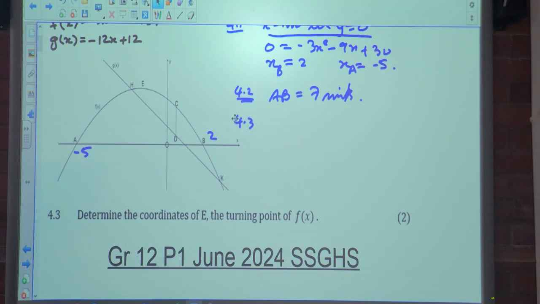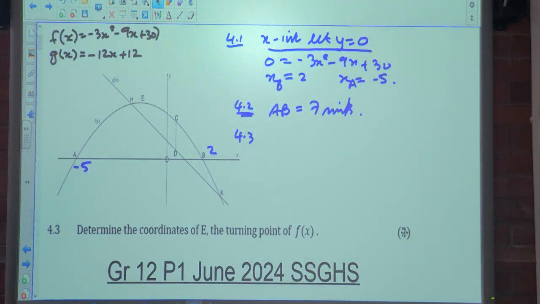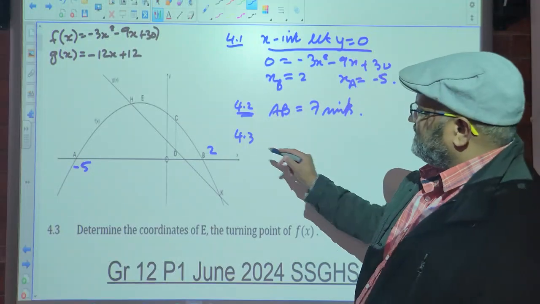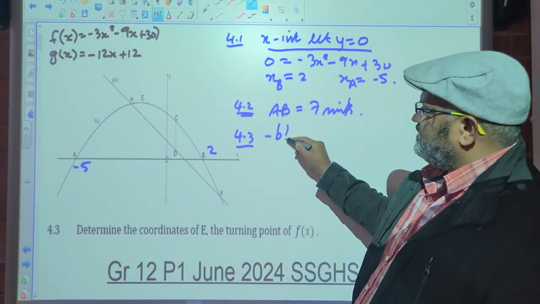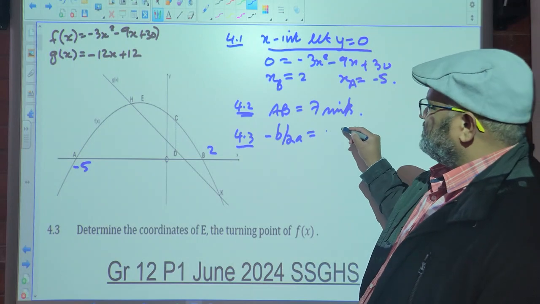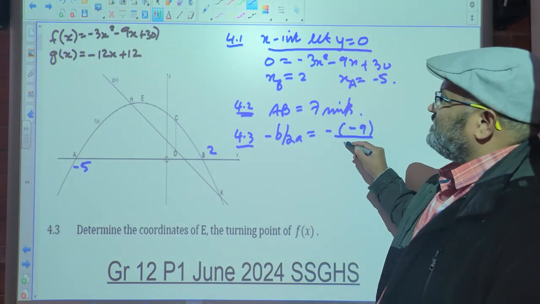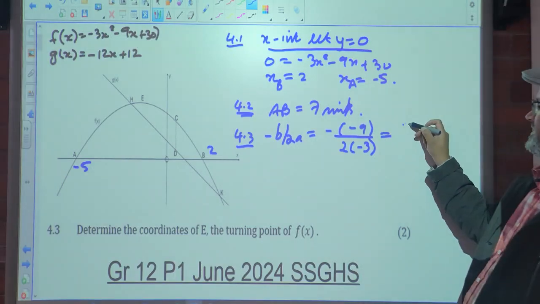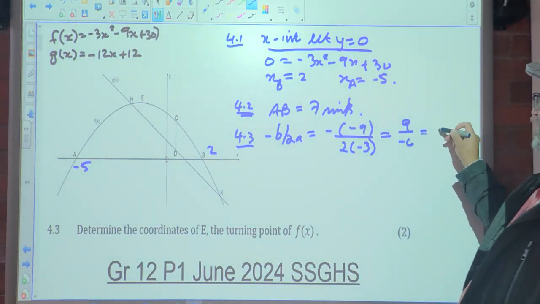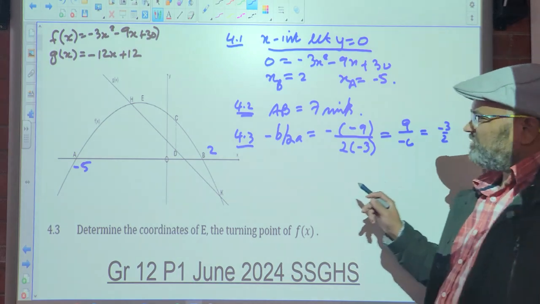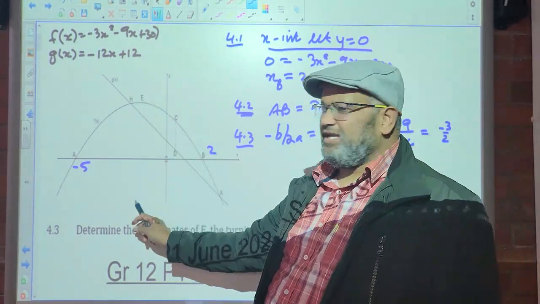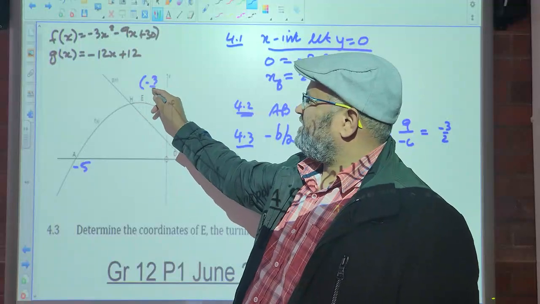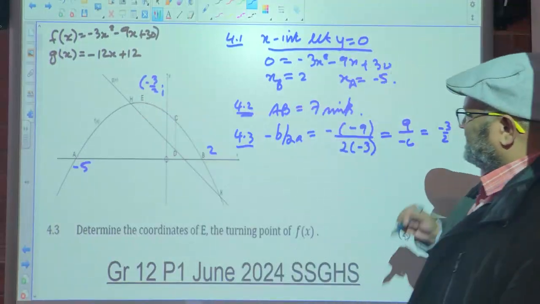So in question 4.3, we are asked to determine the coordinates of E, the turning point. So how do you calculate the turning point? Negative b over 2a. This is your x value. So it's negative minus 9 over 2, and your a value is negative 3. So it's going to give you 9 over negative 6, which is negative 3 over 2. Which confirms where E is lying. So negative 3 over 2 is your axis of symmetry.